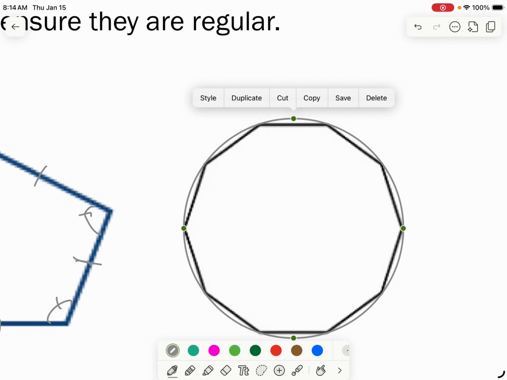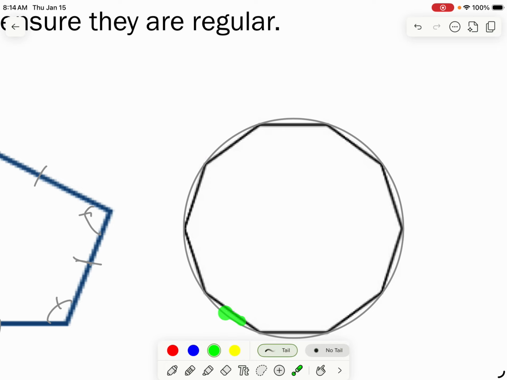Here's the circle for this one, and notice how close it is to a circle. There's only a little bit of space in the circle that this hasn't taken up, right here, here, here, here, here, here. Okay? So, for this one, we would show that all the sides are congruent.